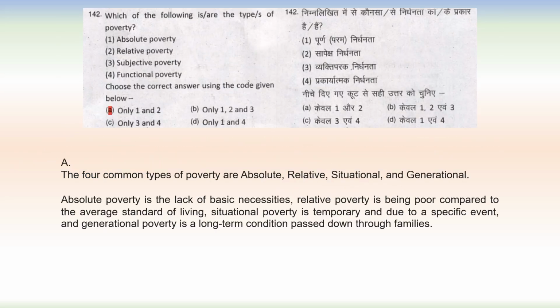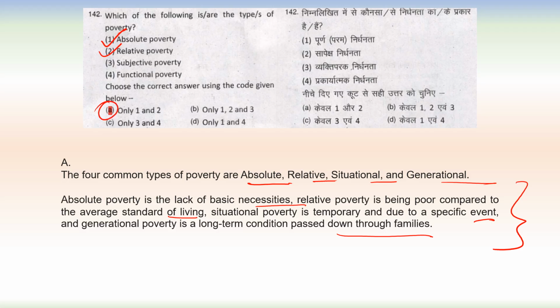Next one, which of the following are the types of poverty? The four common types of poverty are absolute, relative, situational, and generational. Absolute poverty is the lack of basic necessities. Relative poverty is being poor compared to the average standard of living. Situational poverty is temporary and due to a specific event. Generational poverty is the long-term condition passed down through families. So according to the explanation, absolute and relative are correct here.